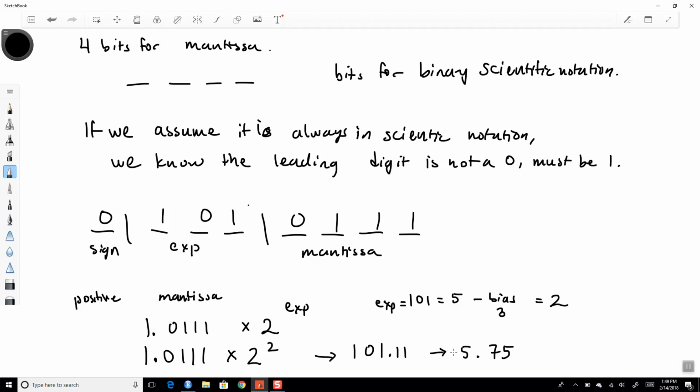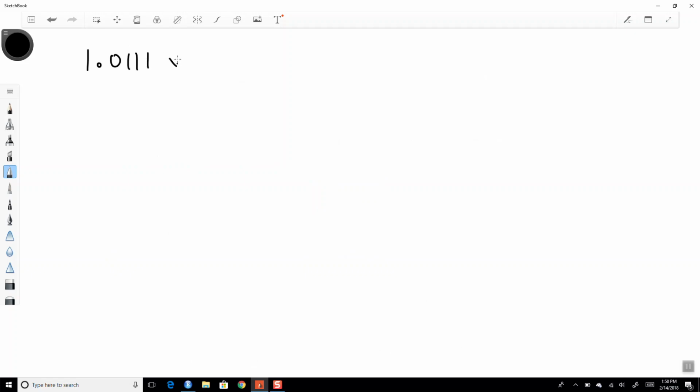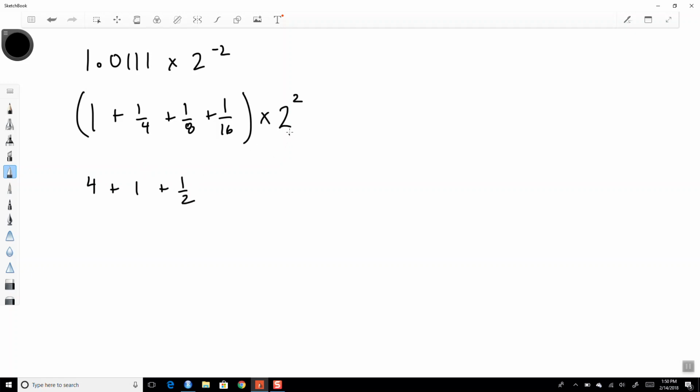You could do this the alternate way. So I've got 1.0111 times 2 to the 2. You could also say, well, this is 1 plus 0 halves plus 1/4 plus 1/8 plus 1/16, right? This entire thing times 2 to the 2, which is times 4. And so you would get 4 plus 1 plus 1/8 times 4 is 1/2, and 1/16 times 4 is 1/4, and you would also get the same thing, 5.75. So either way you want to do it, you can move the binary point over, or you can go directly to converting it into fractions and then multiplying it by the exponent.